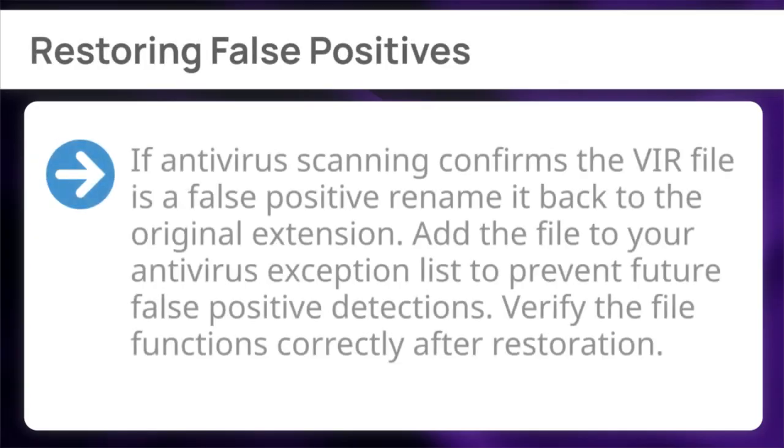Next, restoring false positives. If antivirus scanning confirms the VIR file is a false positive, rename it back to the original extension. Add the file to your antivirus exception list to prevent future false positive detections. Verify the file functions correctly after restoration.